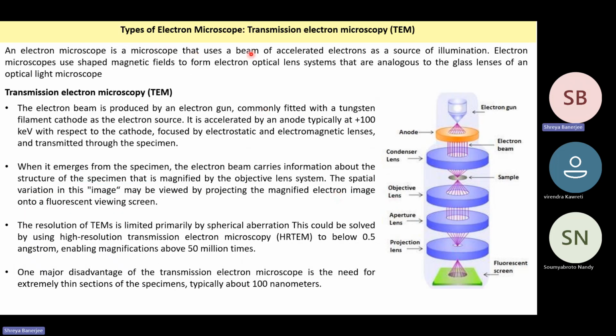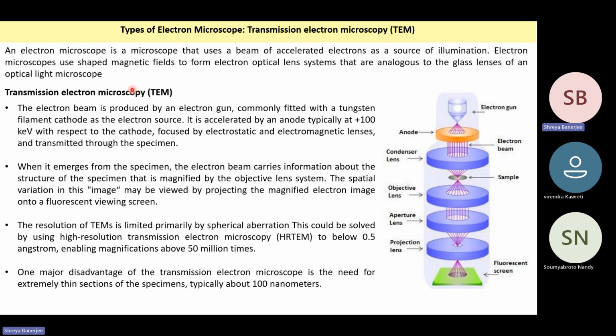In an electron microscope, basically, instead of a beam of light, a beam of accelerated electrons is used as the source of illumination. Electron microscopes use shaped magnetic fields to form an electron optical lens system that is analogous to the glass lens of an optical light microscope. Let us look into the two types of electron microscopy.